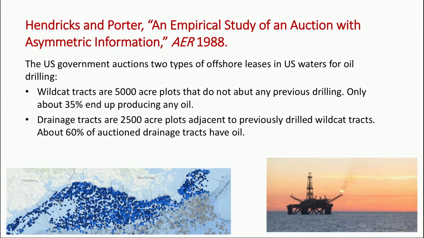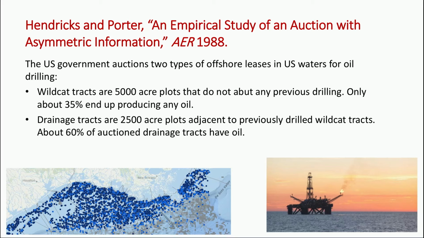Okay, so what I want to do is finish today with one empirical paper. This is about winner's curses in auctions. The paper is Hendricks and Porter, An Empirical Study of an Auction with Asymmetric Information. This is about U.S. auctions of leases to drill for oil in waters off the U.S. coast. Most of this oil drilling is in the Gulf Coast of the United States, off the coast of Texas and Louisiana, where there are many, many offshore oil wells in relatively shallow water where the government has auctioned off the right to drill for oil.